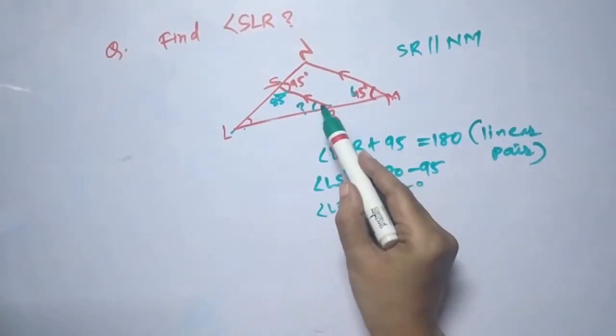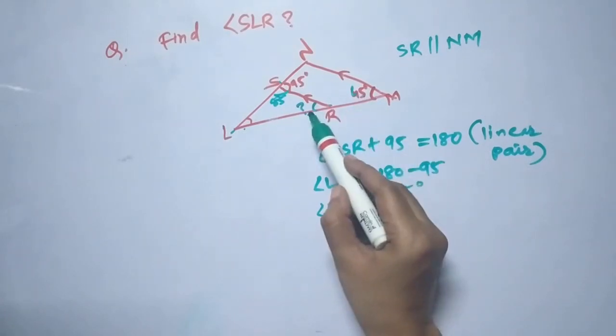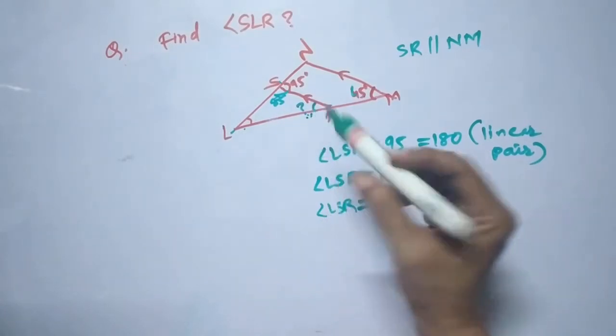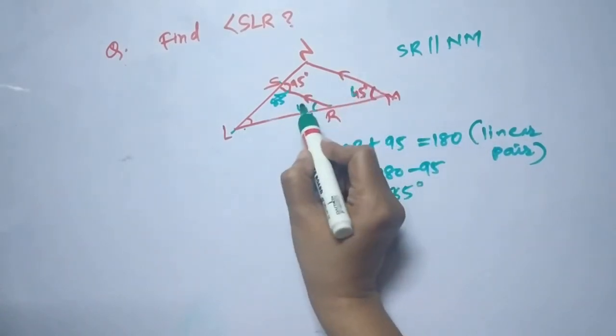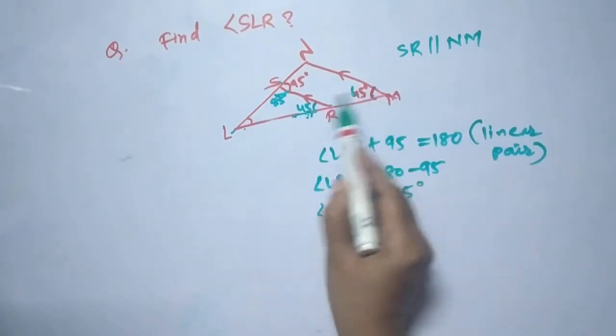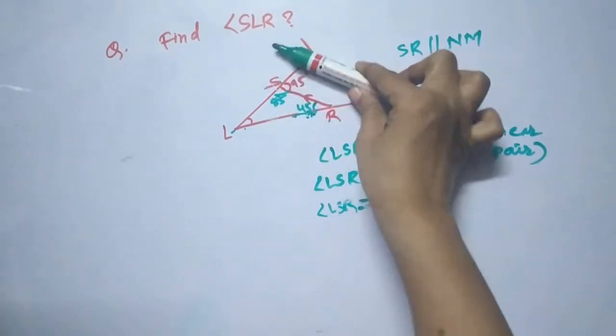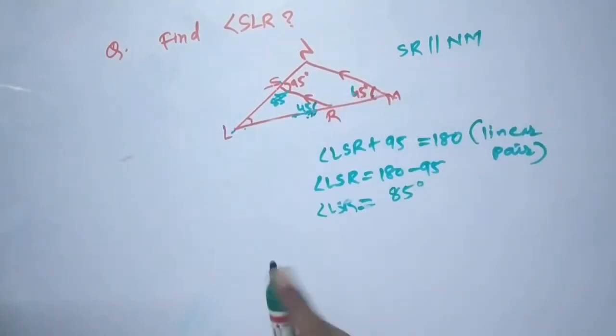So friends, now we'll find out this one. This is 45, so this will also be 45 because this is a corresponding angle. So I will write here 45 degrees. These two are corresponding. They are forming on the same side of the transversal and below the parallel line.